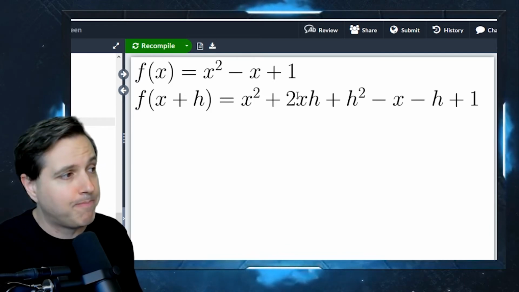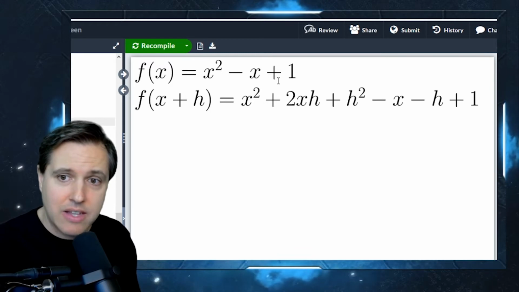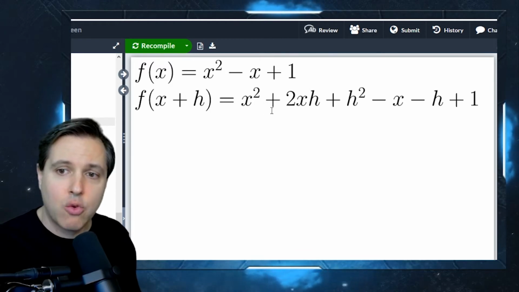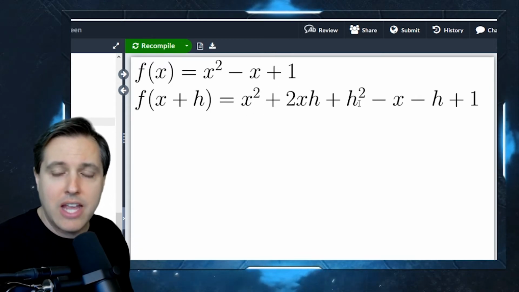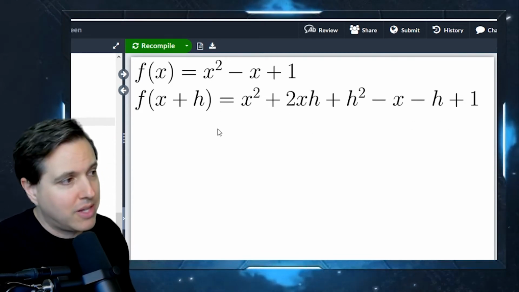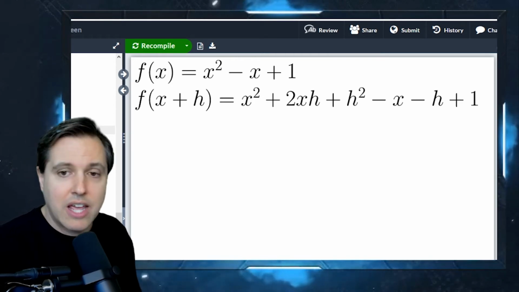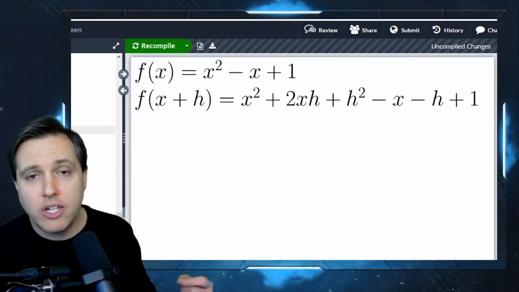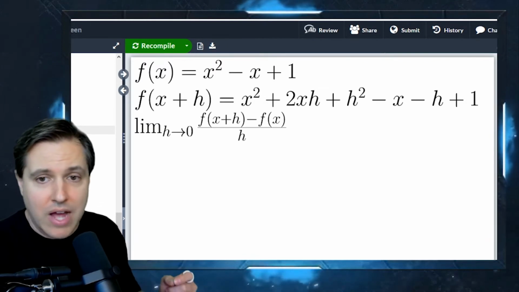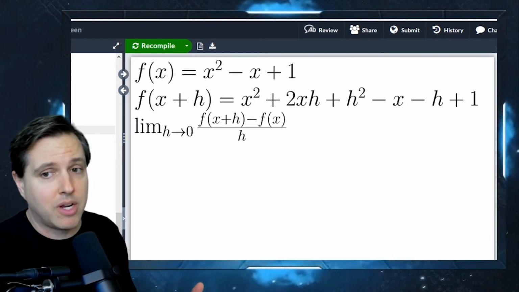I see that frequently. So when we take x plus h and we plug it into f of x and we multiply everything out, we get x squared plus 2xh plus h squared minus x minus h plus 1. That's all the f of x plus h piece. Okay, so then what we want to do is we're going to take those values and we're going to plug them into our difference quotient. So remember, we've got the limit of the difference quotient. That's what the derivative is. It's the limit of the difference quotient.